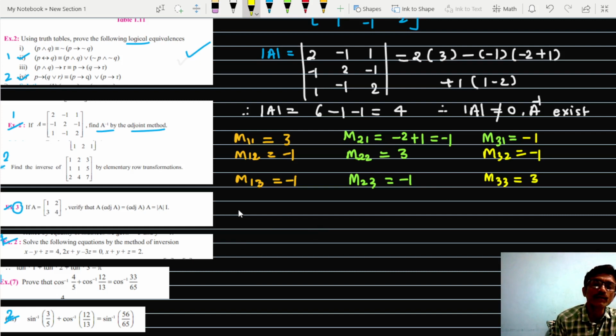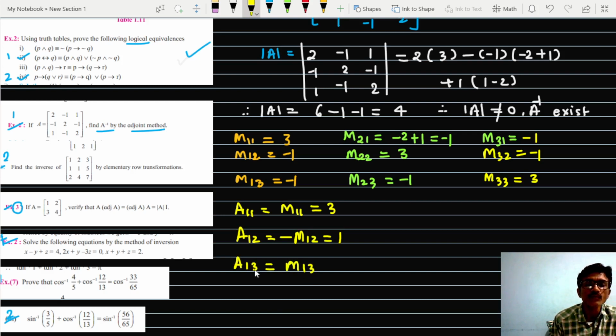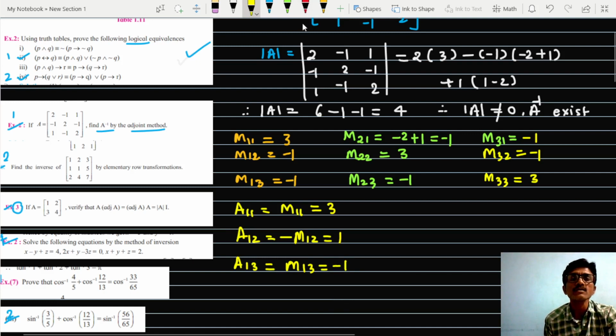We will find cofactors. Cofactor A11 is equal to m11, which is 3. A12 is equal to minus of m12, because 1 plus 2 is odd, so negative. What is that? It is plus 1. Then A13 is equal to M13, because 1 plus 3 is even, so plus, and our M13 is minus 1. There will be no change in the sign.